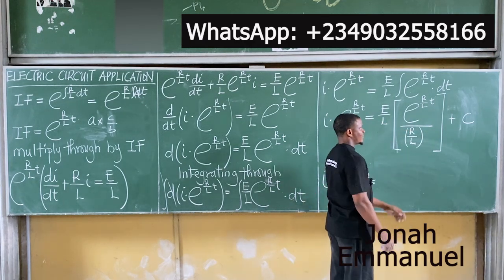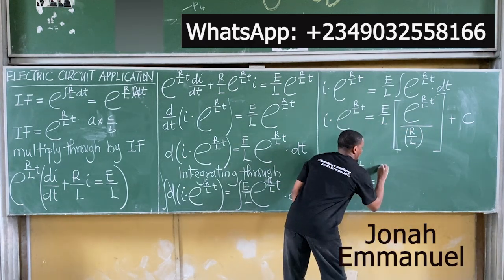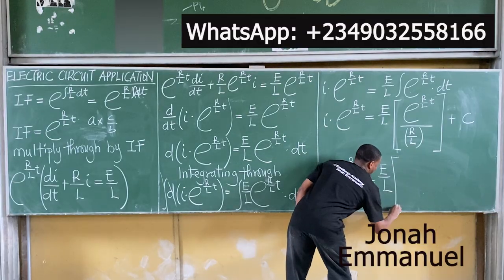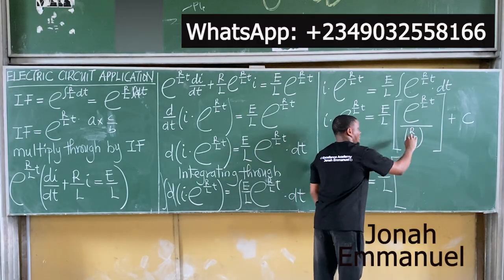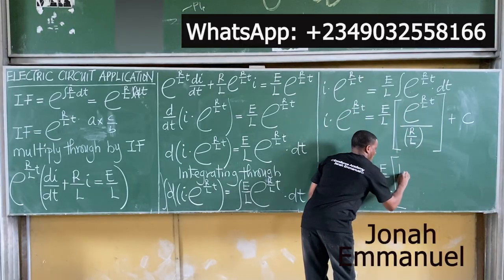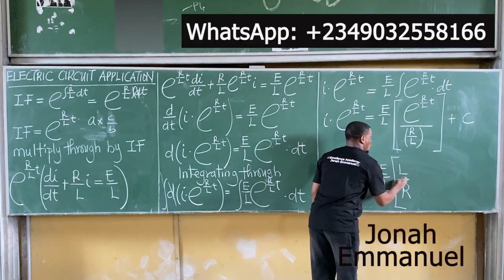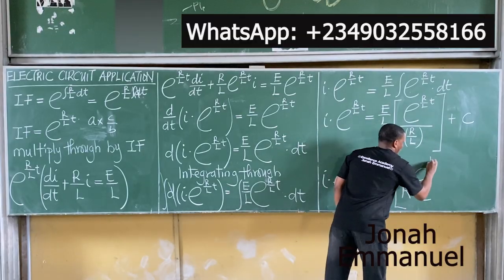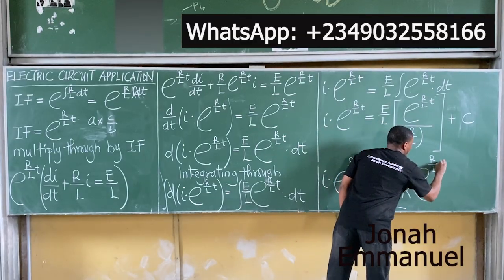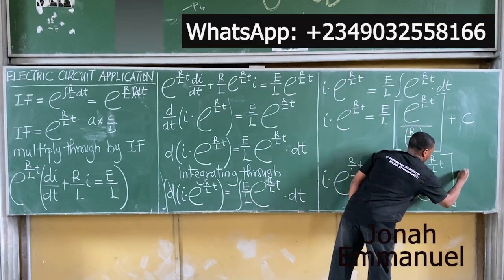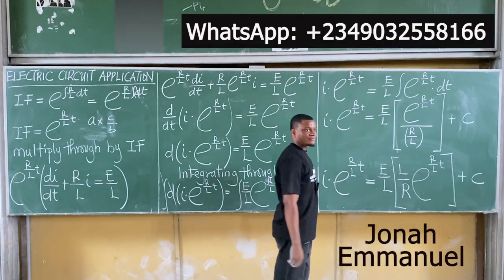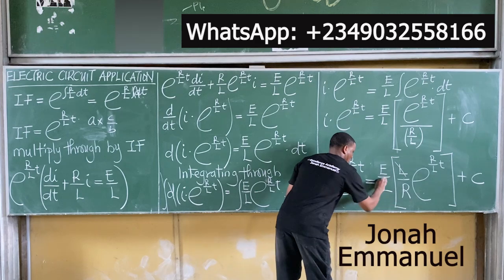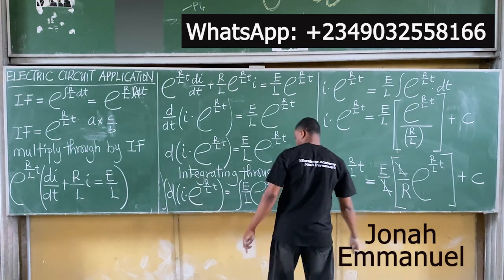That's the concept. That means I'll now be having E over L. To solve this one here, it's as easy as take the inverse of this, turn it upside down, it becomes what there? L over R. Use it to multiply what you have there, exponential R over L t, this, plus C. So what do you see there now? This will cancel this, it's off.